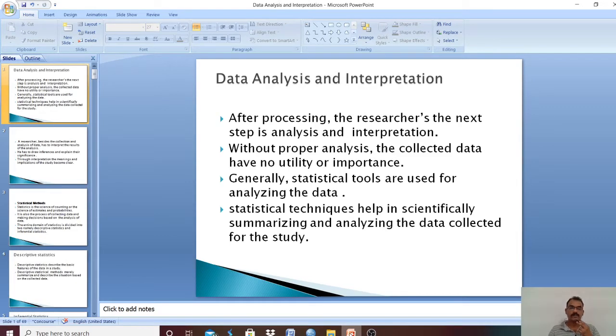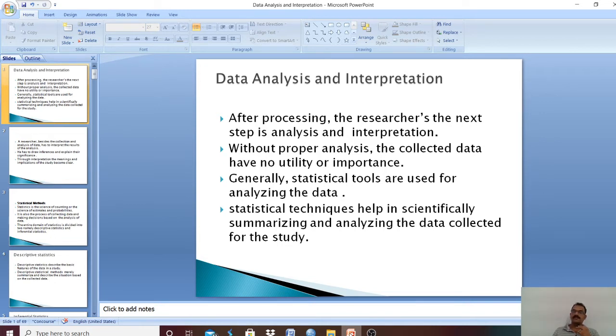Good morning. Next topic is data analysis and interpretation. So we have already discussed collection of data and its measurements. Now we are moving to the next topic, that is data analysis and interpretation. So after processing, the researcher's next step is analysis and interpretation.